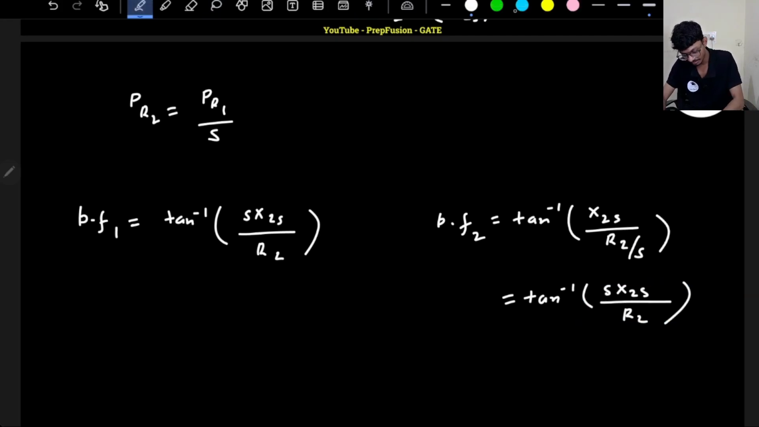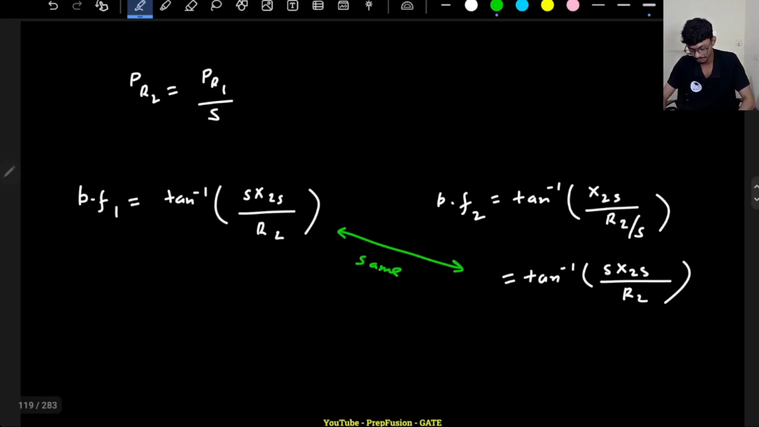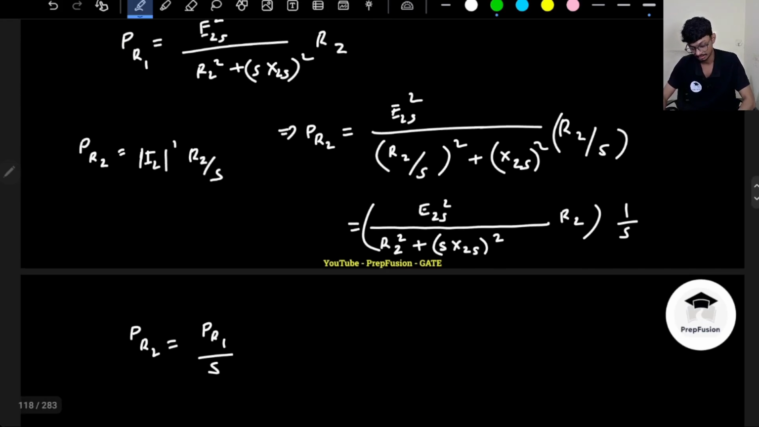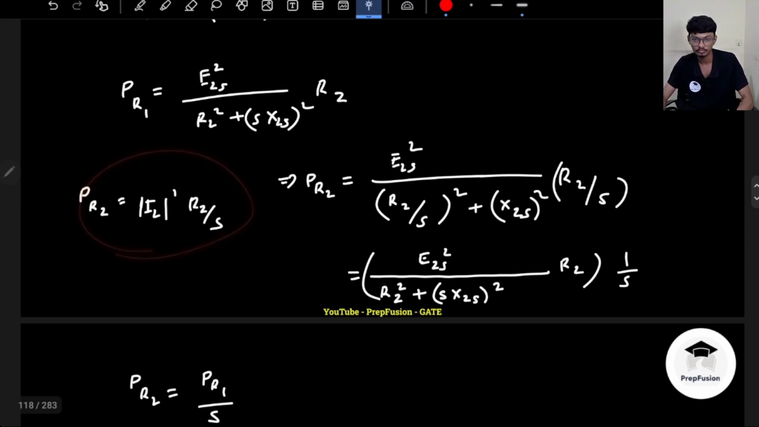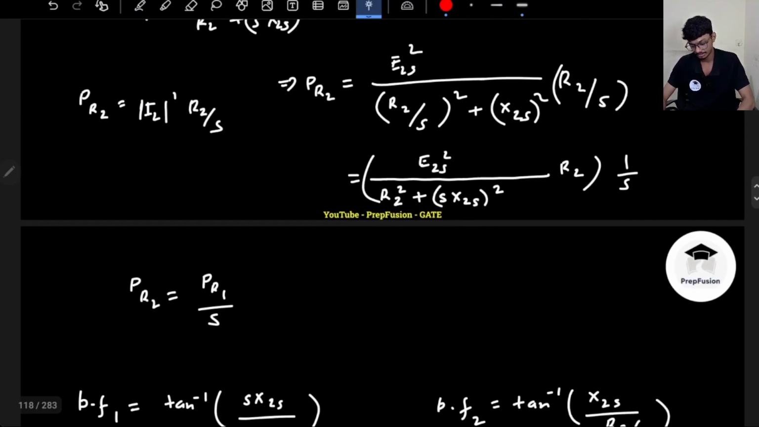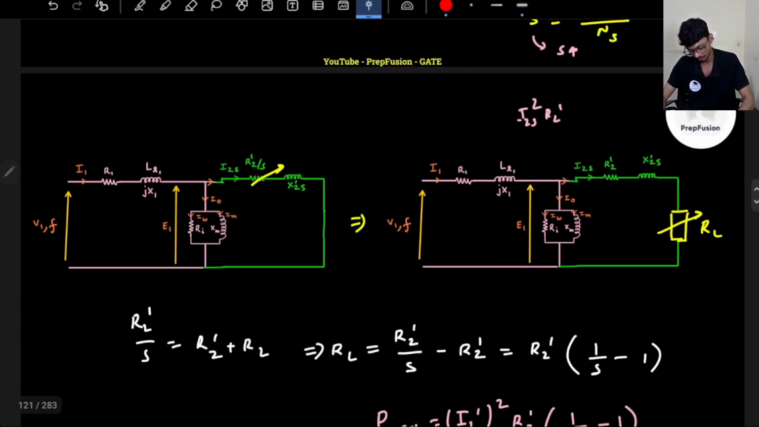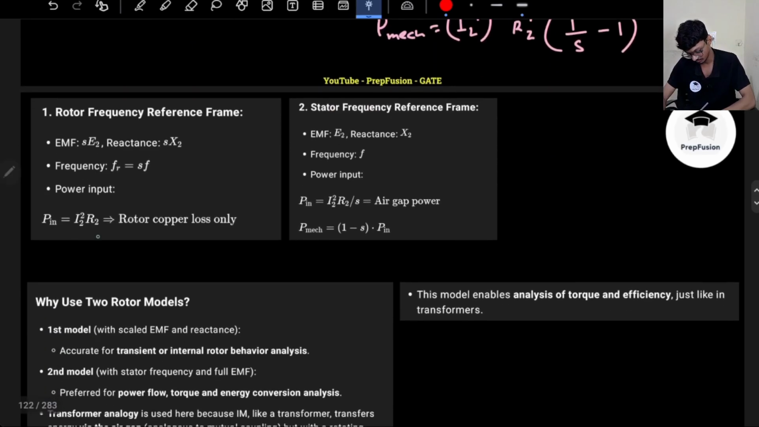So you see the power factor is the same. But the thing is, this power input was wrong, right? So that's why we converted into this format, that is easier for us. The same thing is written over here, whatever we discussed.